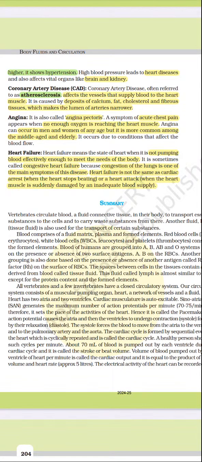Heart failure: the heart is not pumping blood effectively enough to meet the needs of the body. Congestive heart failure, with congestion of the lungs, is one of the main symptoms of the disease. Heart failure is not the same as cardiac arrest, when the heart stops beating, or a heart attack, when the heart muscle is suddenly damaged by an inadequate blood supply.